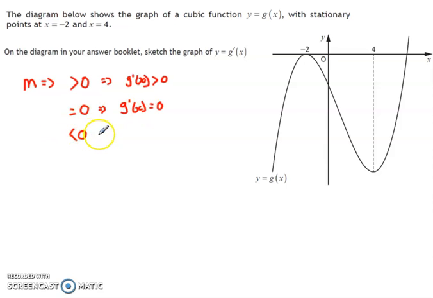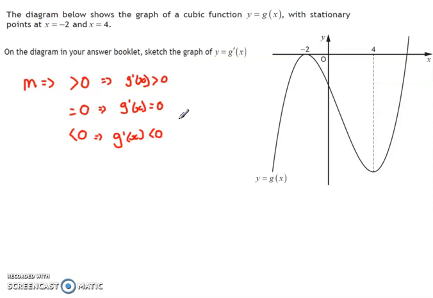And when a gradient is negative, the implication is that our derivative, g dash of x, is also negative. So at any point where this is the case, the graph of the derivative is going to be below the x-axis. So it's going to have a negative value.